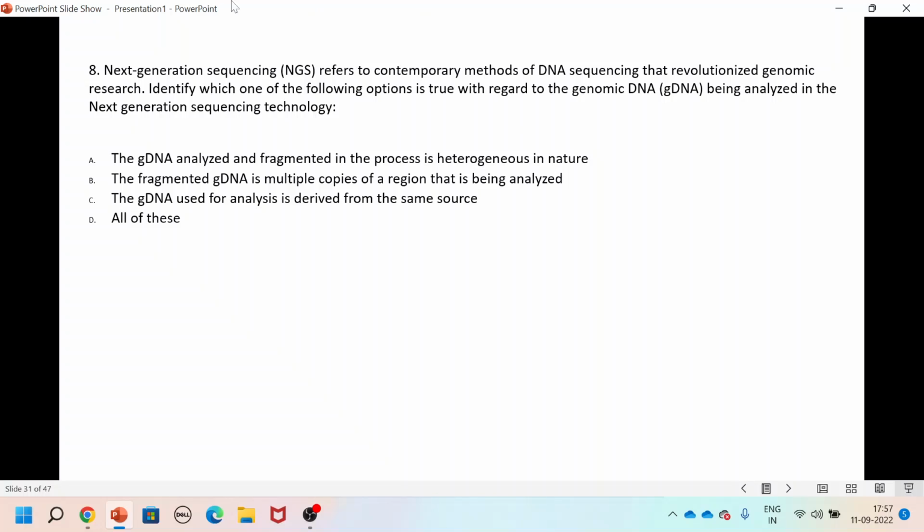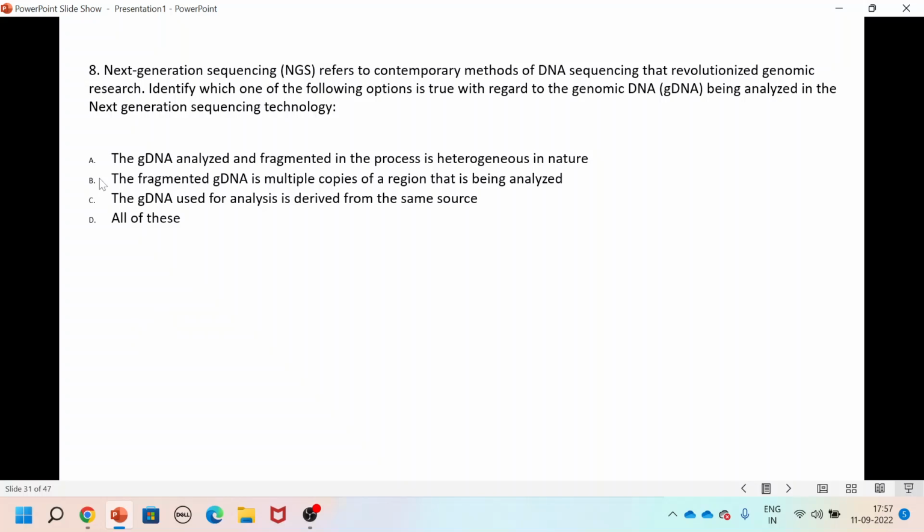So the next question is, the next generation sequencing refers to the contemporary methods of DNA sequencing that revolutionize genomic research. Identify which one of the following options is true with regard to the genomic DNA, that is the gDNA, being analyzed in the next generation sequencing technology.